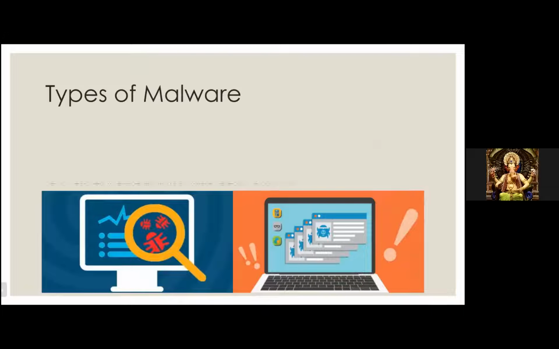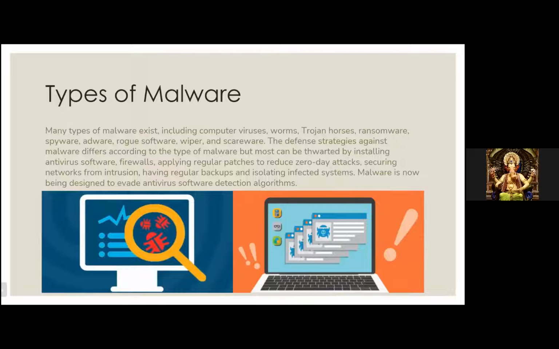Types of malware. Many types of malware exist, which are common in computer viruses, worms, Trojan horses, ransomware, spyware, adware, rogue software, wiper, and scareware. The different strategies antivirus companies have started in fighting against malware are by making malware thwarted by installing antivirus software, firewall, applying regular patches to reduce zero-day attack, securing network from intrusion, having regular backup, and isolating infected systems. Malware is now being designed to evade antivirus software detection algorithms. Types of malware, as I said before, are malvertising, viruses, worm, trojan, ransomware, bot, adware, spyware, rootkit, wireless malware.